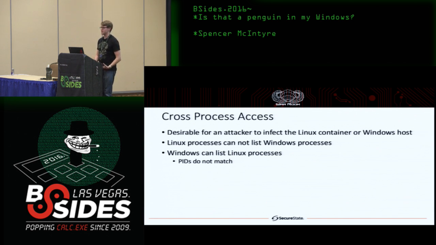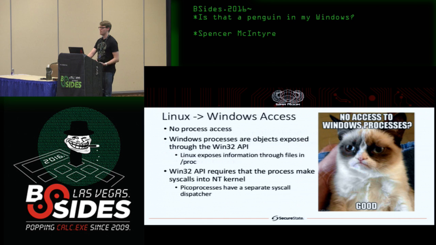So the bottom line is Linux can't really list Windows processes. Like I said, Windows processes are stored as objects in the kernel, and they're accessed by APIs, which are Windows system calls, which aren't available because none of that is exposed to the Linux processes. Windows, however, can enumerate Linux. It can tell that it exists, and it can tell that the processes are there, but the PIDs don't match. So for Linux into Windows access, there's not really any functionality, for the reason I mentioned: you can't actually call the necessary APIs to get the information out.